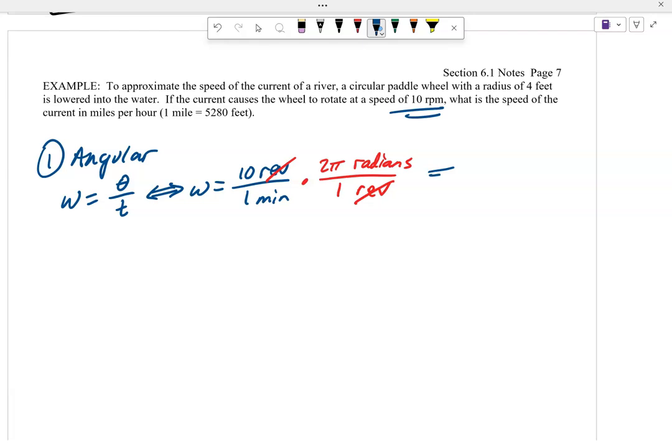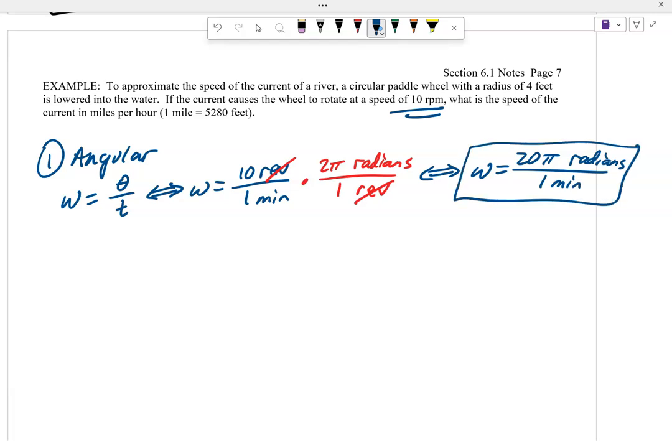And so our angular speed here is 20 pi radians per minute. Again, we're wanting this in terms of radians. Radians is actually unitless, but I put the radians on there so you know that real number 20 pi is now in radians. So there's no attached unit to it, if you will. Number two, then the water moving, that's our linear speed.